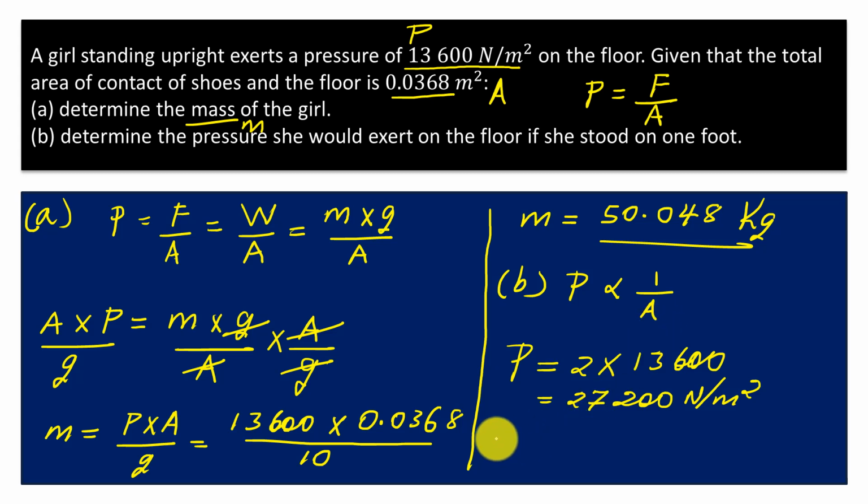The other method that we can use is very simple. If the area has been halved, we just divide this area by 2. And when you divide it by 2, we get the amount of force which the girl will exert on the ground, which in this case will be her own mass times g, and then you divide by that half area. And it will give you the same value of 27,600. Maybe you can try that and see whether it gives you this value.